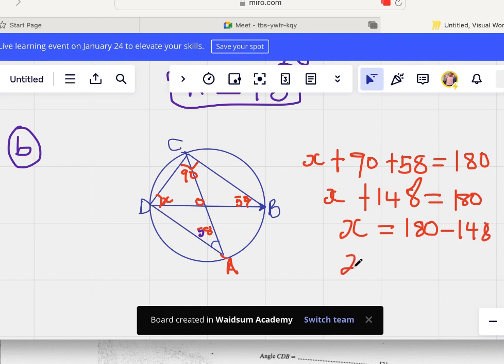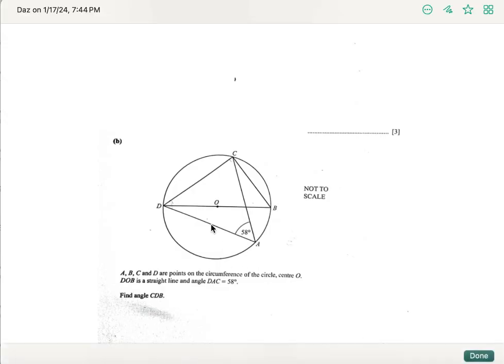So x is equal to 180 minus 148, is it 32? So it will be 32 degrees. So the value of x, the angle they asked us to find, is 32 degrees. Okay, so it's 32 degrees. So that's the beauty. Here is 32 degrees, this place is 32 degrees. This angle is 32, is that okay? So that's that for the first angle, okay?